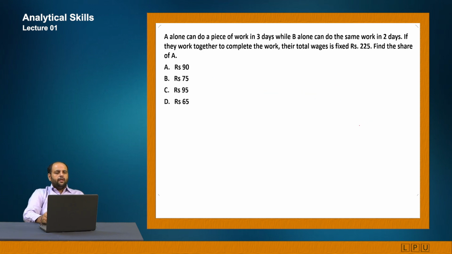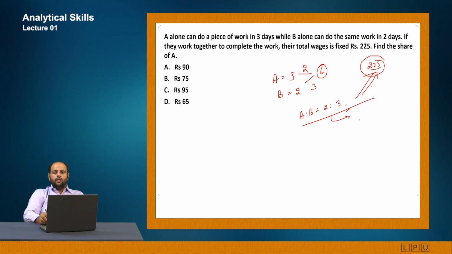Now it says that A alone can do a piece of work in 3 days, while B alone can do the same piece of work in 2 days. They have to work together and the total wages will be 2,025 rupees. So what will be the procedure? Just find out the 1 day work ratio. The LCM will be 6, so it will be 2 and 3. That means A ratio B is 2 ratio 3. That is their 1 day work ratio, and in this ratio the 2,025 is to be distributed.